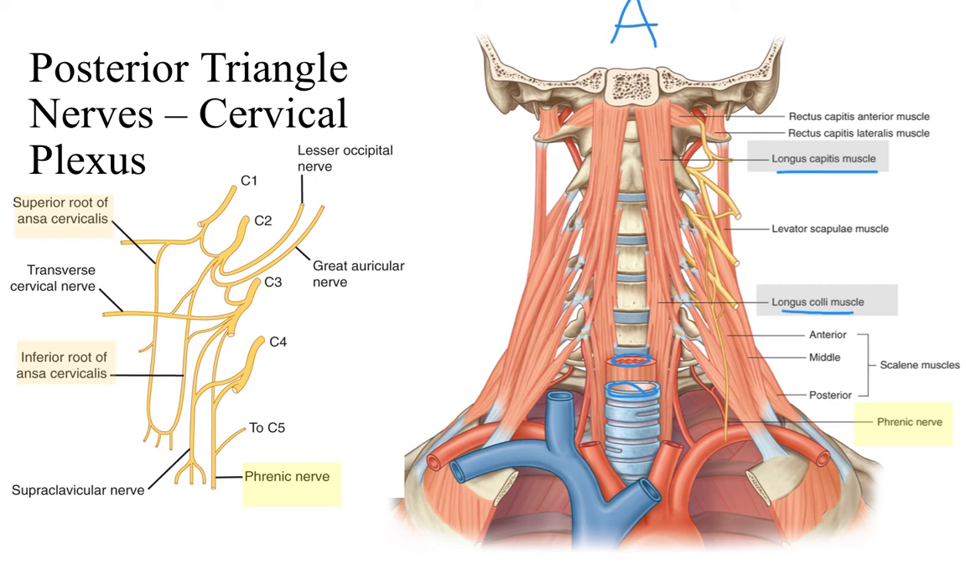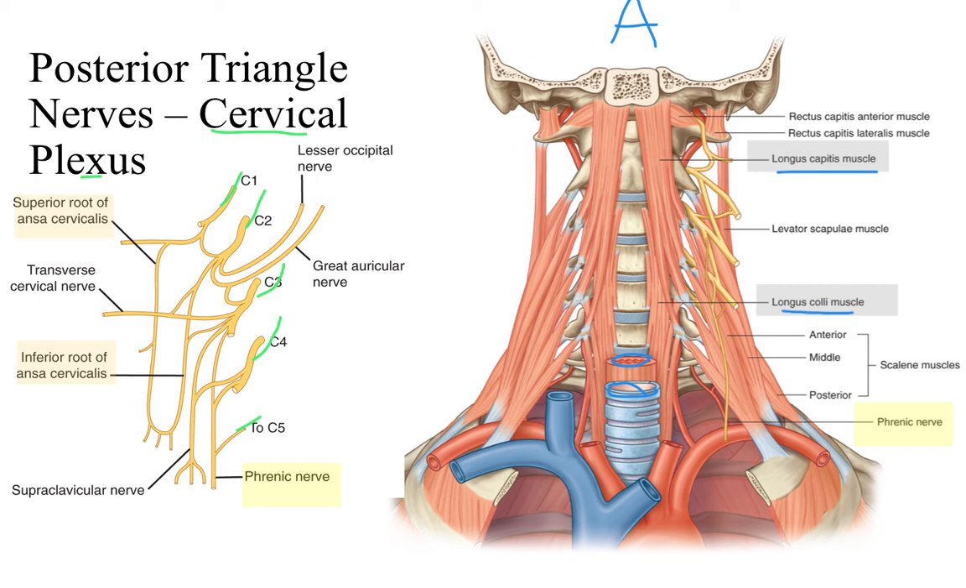All right, but the point of this slide is to show another plexus that you should be familiar with, and that's the cervical plexus. So the cervical plexus, of course, would be in the cervical region, and it's going to be made up of branches from C1, C2, C3, C4, and C5.